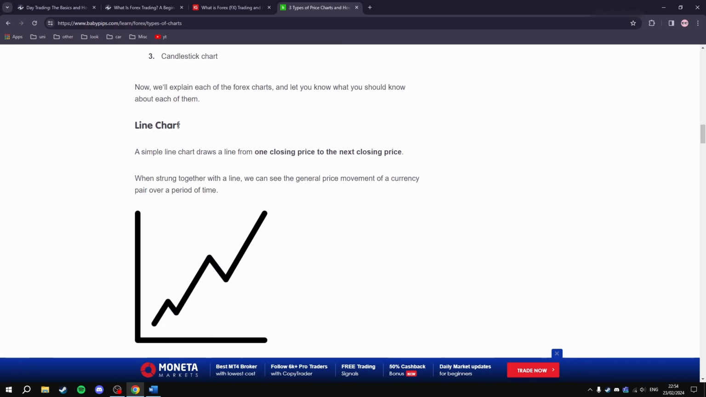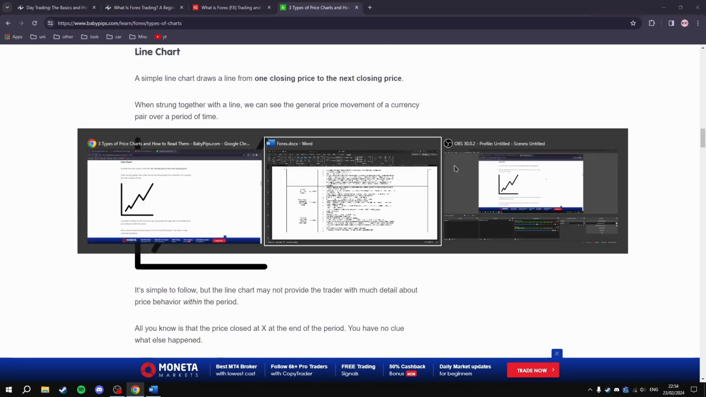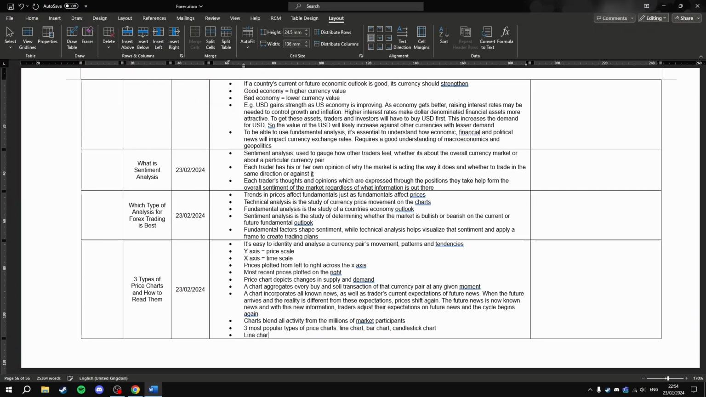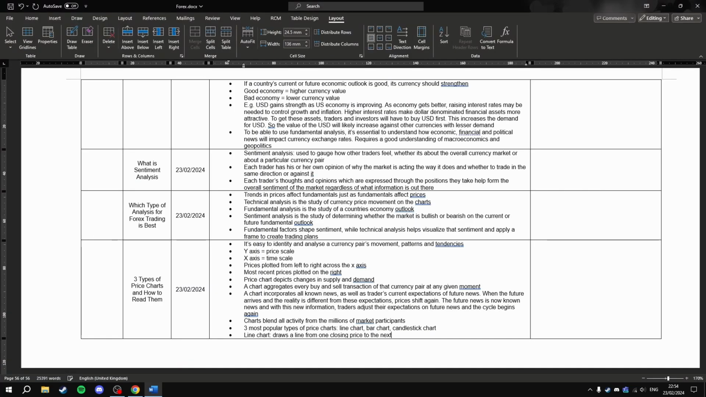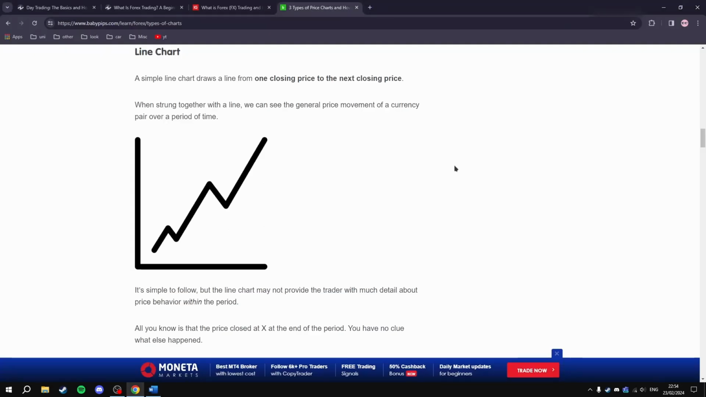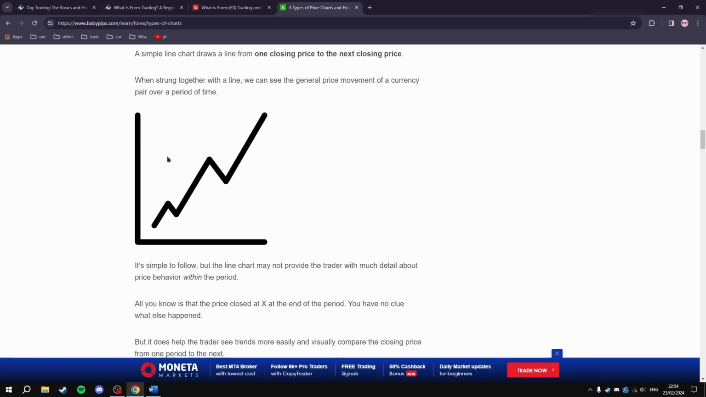Line chart. A simple line chart draws the line from one closing price to the next closing price. When strung together with a line, we can see the general price movement of a currency pair over a period of time.